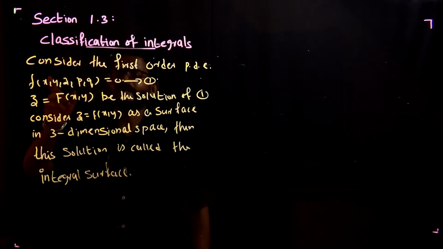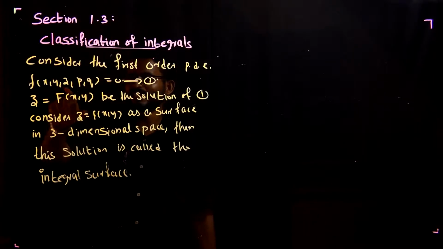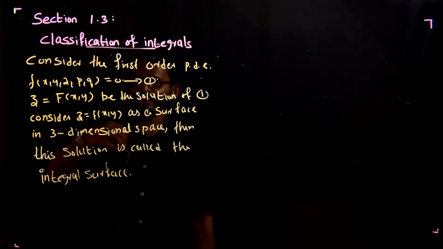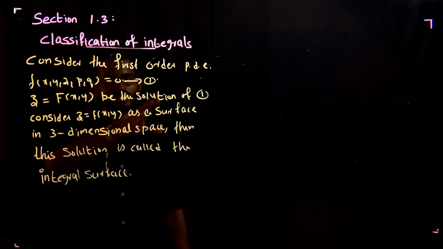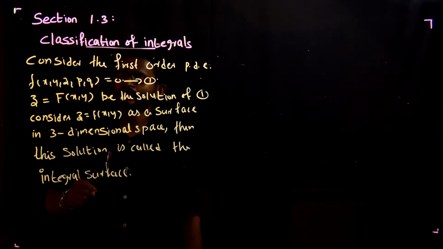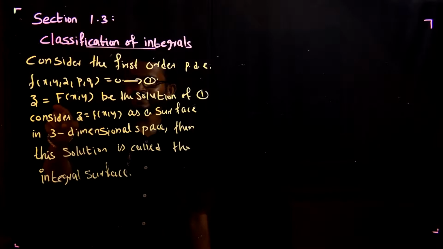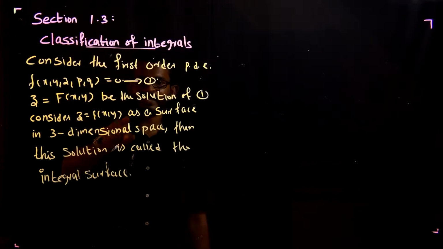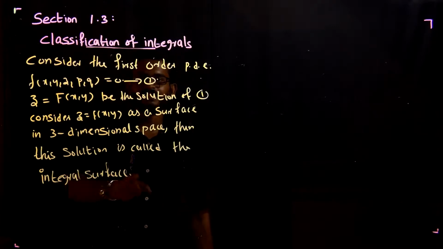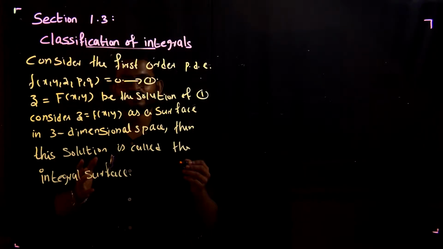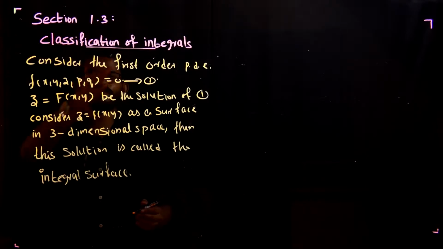That is, consider the first order PDE f of x, y, z, p, q is equal to 0. And we suppose that z is equal to F of x, y be the solution of equation number 1. Usually we represent capital F of x, y as a solution of a PDE. And if we consider this solution as a surface in 3-dimensional space, then this solution z is equal to F of x, y is called the integral surface. So what is integral surface? Integral surface is basically a solution of a first order PDE.